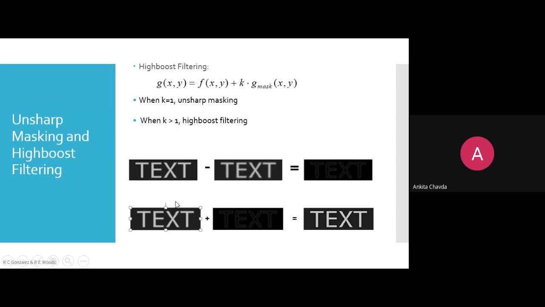So this is the example. First is your original image. Second one is your blurred image. Here you get this as your mask, that is g of x,y. This mask you add to your original image. So this is your original, plus you are adding the mask, then you can see the result. It's very sharp. I hope this is very clear to you.